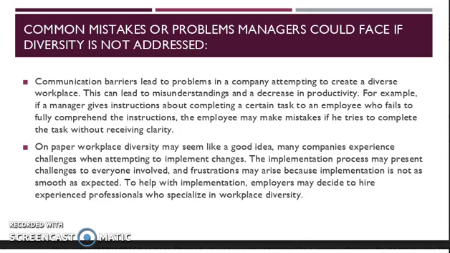On paper, workplace diversity may seem like a really good idea, as most things. Many companies experience challenges when attempting to implement changes. The implementation process may present challenges to everyone involved, and frustrations may arise because implementing this is not as smooth as we all expect. It's never as smooth as we hope it would be. To help with implementation, employers may decide to hire experienced professionals who specialize in workplace diversity, just having that second opinion, so that they can tell us where we need to work and where you guys need to work on things.